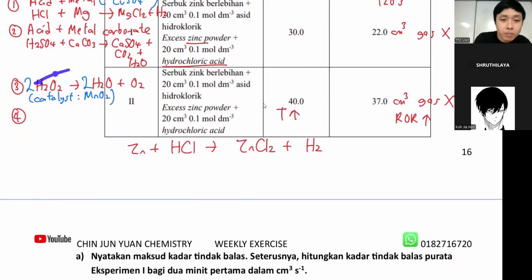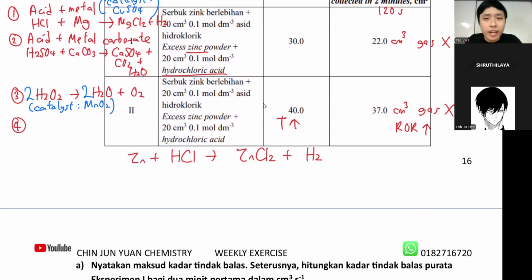What's the function of catalyst? Catalyst is to speed up the reaction. Okay, say it can lower the activation energy. Okay, the fourth one will be the X mark question.